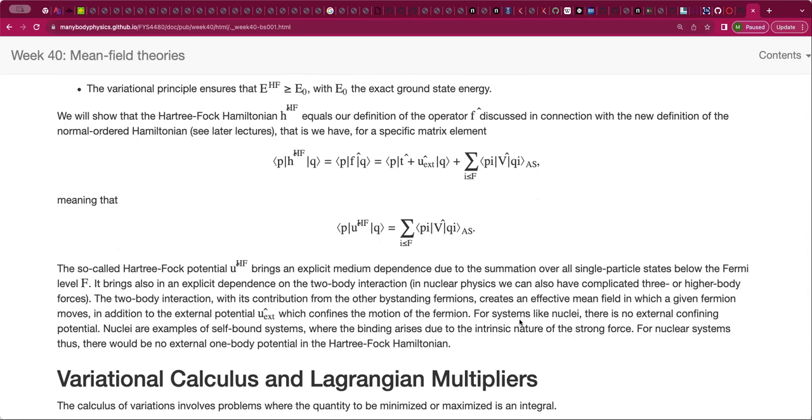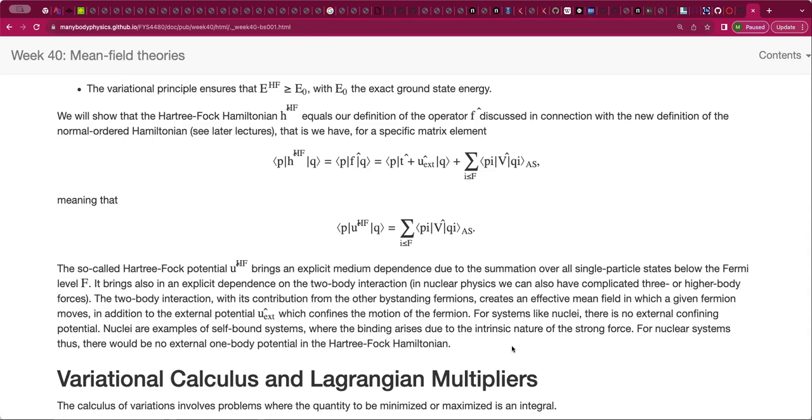And if you look at systems like nuclei, in which you have no external confining potentials, you would think of nuclei as, for instance, self-bound systems where the binding arises due to the intrinsic nature of the strong force. This is in contrast to what you have in atomic physics and molecular physics and solid state physics, where you often have a potential which confines the motion of the particles. So you could think of an electron in a semiconductor, and there will be a kind of effective potential which is set up by the environment, which confines the motion of the electron.